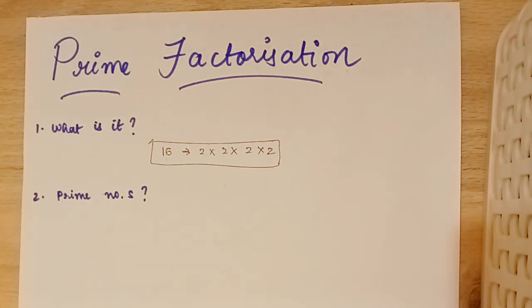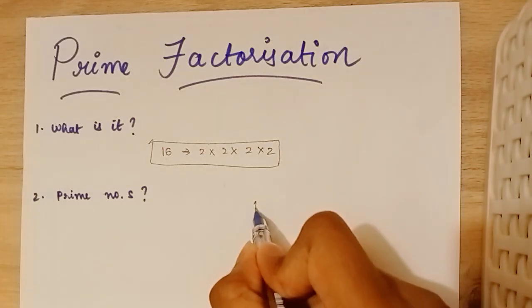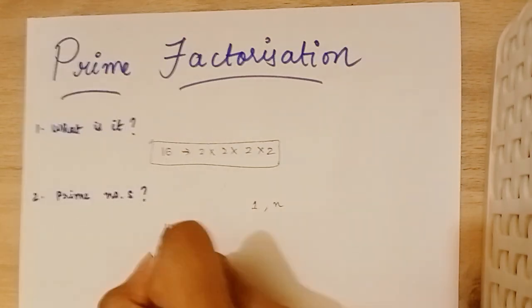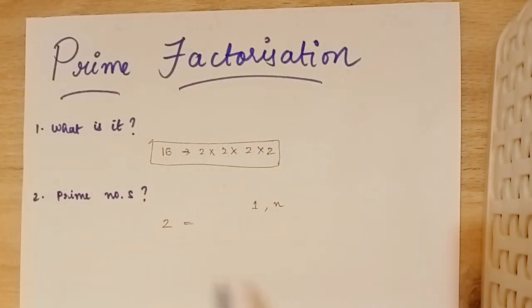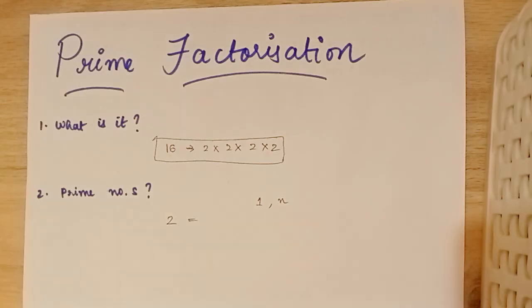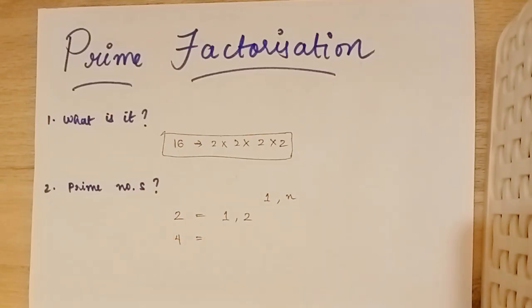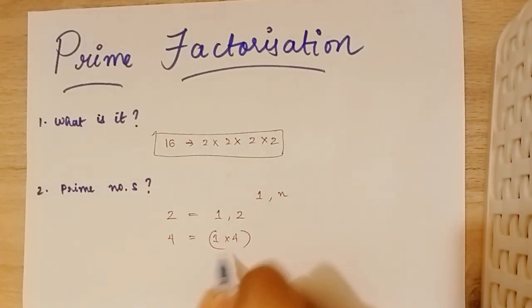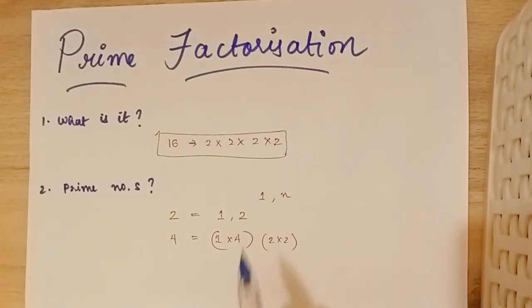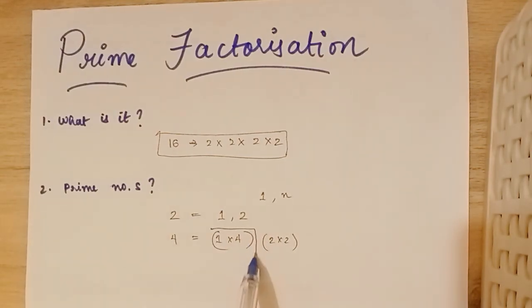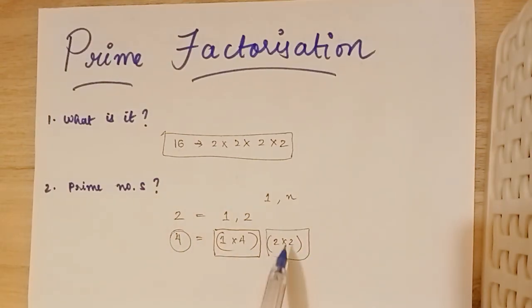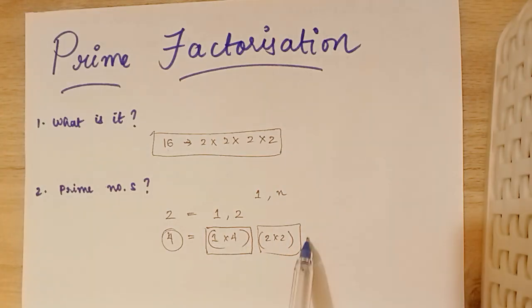Now, what is a prime number? A prime number is a number that has only 1 and the number itself as factors. Suppose we take 2. When you look at the tables, you'll see that 2 only has the factors 1 and 2. But if you take 4, you can see that 1 into 4 is 4 as well as 2 into 2 is 4. Whenever a number can be obtained only as 1 into the number itself, you call it a prime number. Over here 2 into 2 is also helpful in finding the number 4. So this is not a prime number.